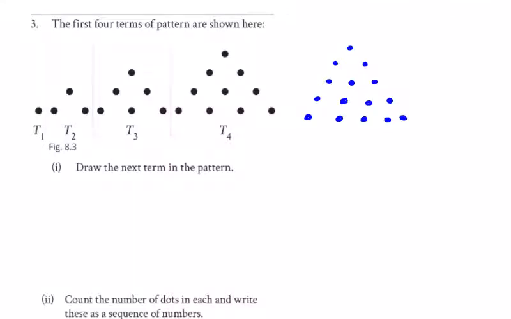So the first four terms of a pattern are shown, and I've drawn the next term just before I started here. This one here, just add 5 down at the bottom, it's fairly straightforward. Then we're asked to count the number of dots in each and write these as a sequence of numbers. So our sequence is 1, then we have 3, and then we're adding 3, so we're going to have 6, then we're adding 4, we're going to have 10, then we're adding 5, we're going to have 15.